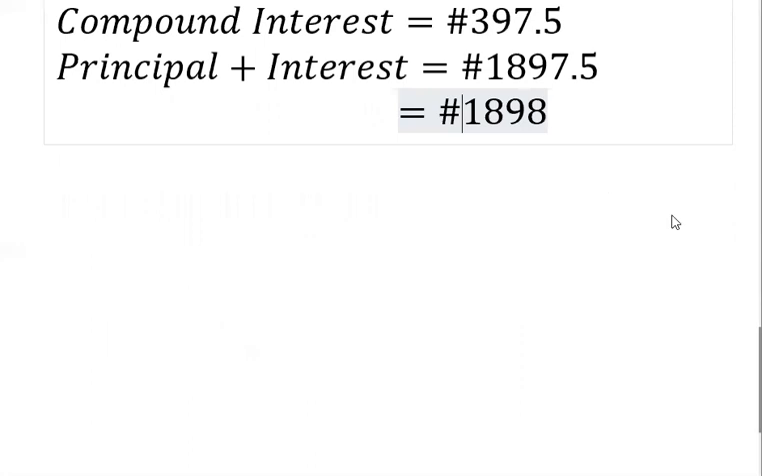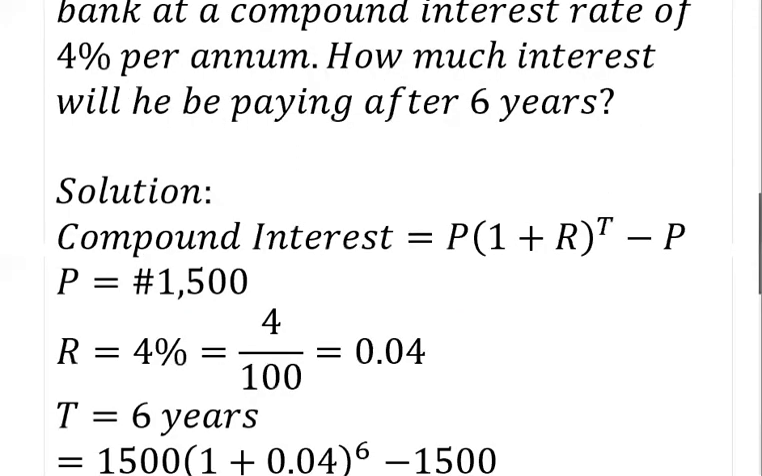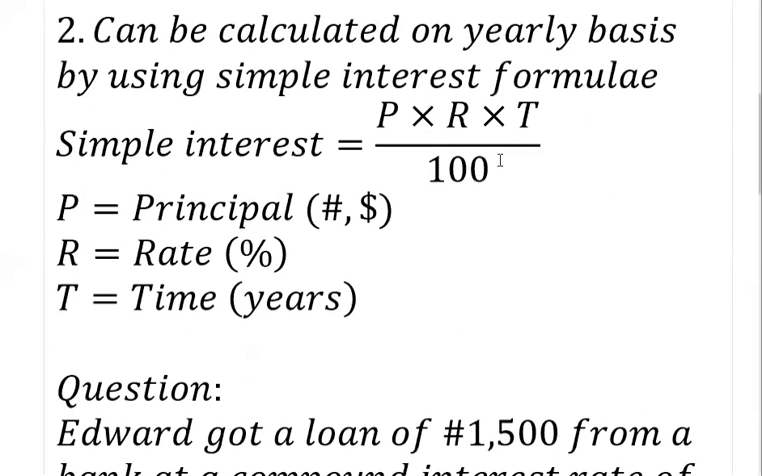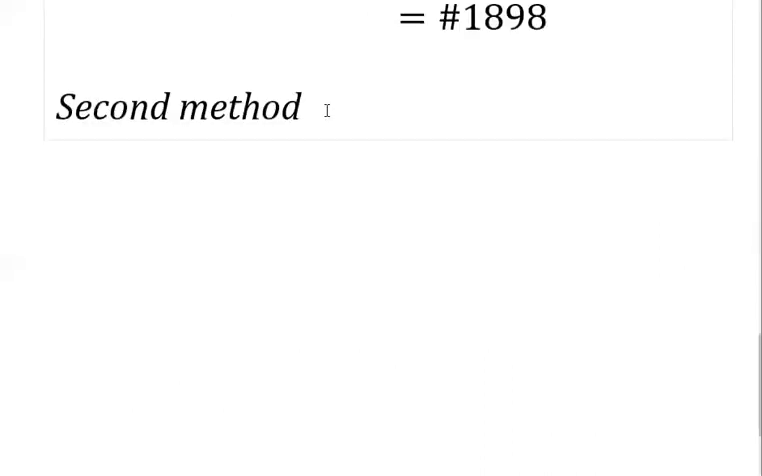This one is a little bit longer, but for the benefit of this class, let's just learn it. So let's say the second method. Using the same question anyway, the second method. So the second method, we are going to be calculating it year by year using our simple interest formula, using this. Year by year, year 1, year 2, year 3, year 4, up to 6.